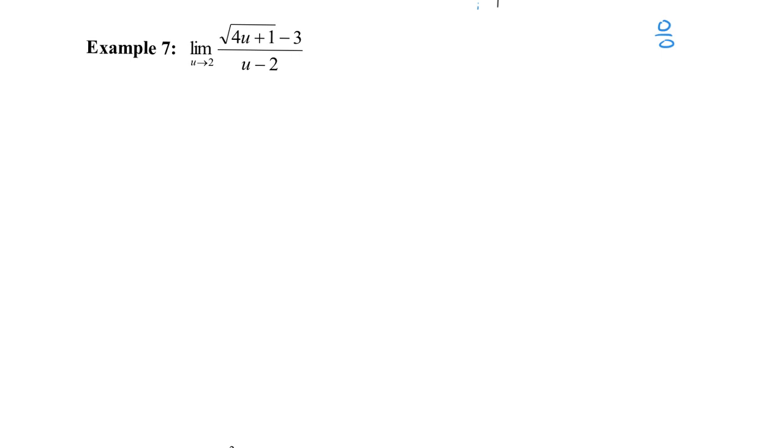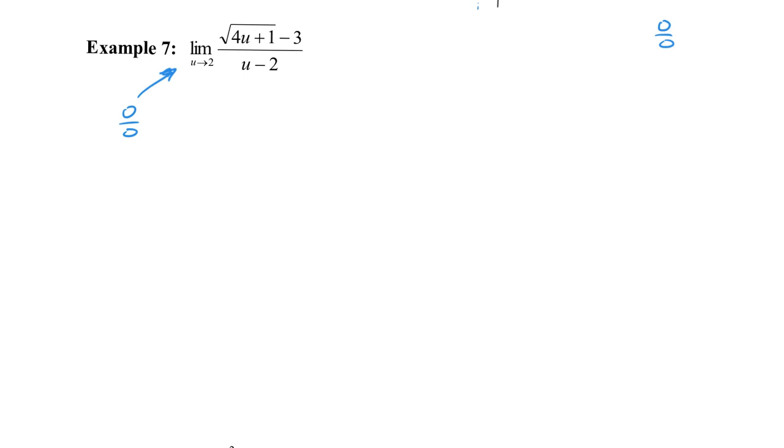Okay, so hopefully you gave it a try. When you look at this one, you can see that we've got a radical here. The go-to move first is to plug in the 2, and we're going to get 0 over 0. So plug in a 2 here. We get square root of 9, which is 3, minus 3, which is 0. And then 2 minus 2 is 0. So we actually get our usual 0 over 0 indeterminate form.